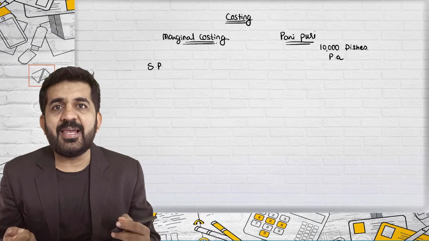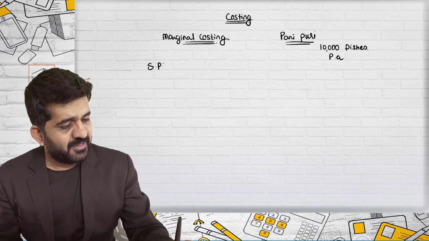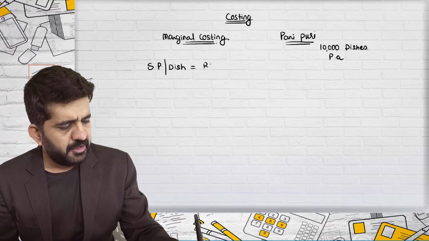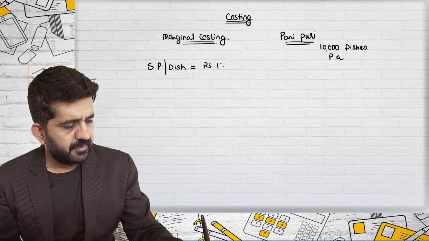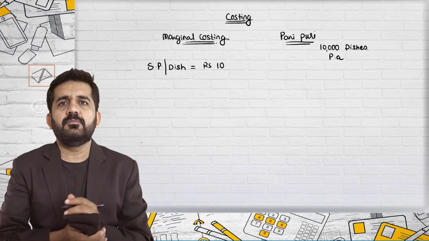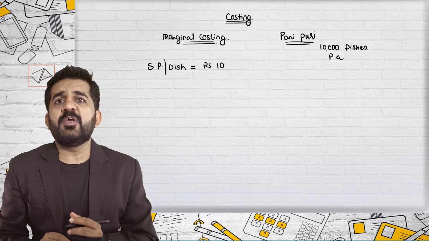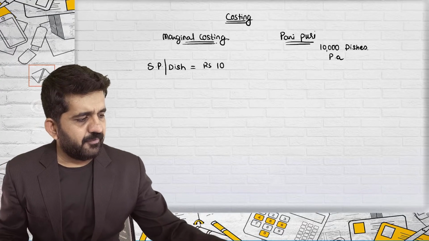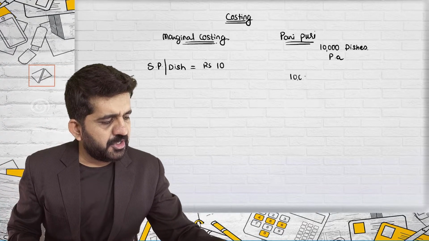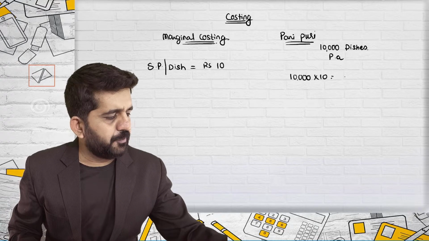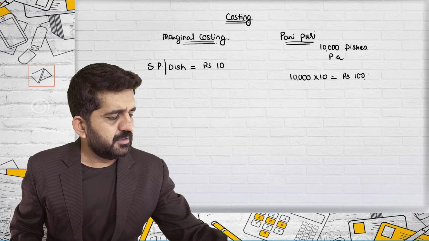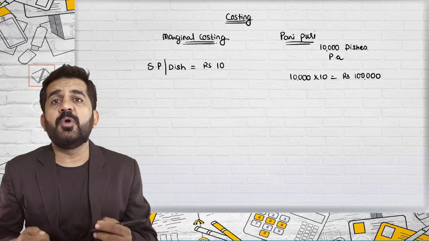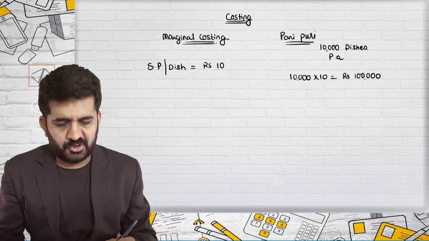Our selling price per dish or per unit is rupees 10. Now we are going to sell dishes of Pani Puri. Try to understand, we are going to sell 10,000 dishes at the rate of rupees 10, so it will be 1 lakh rupees. We are going to incur some cost.